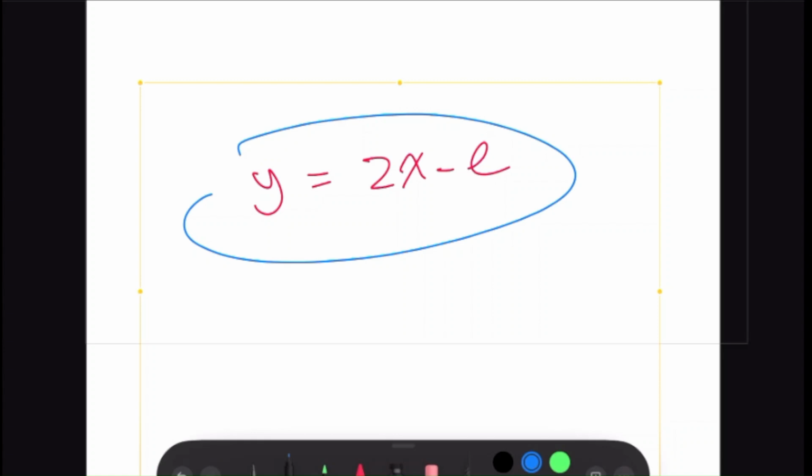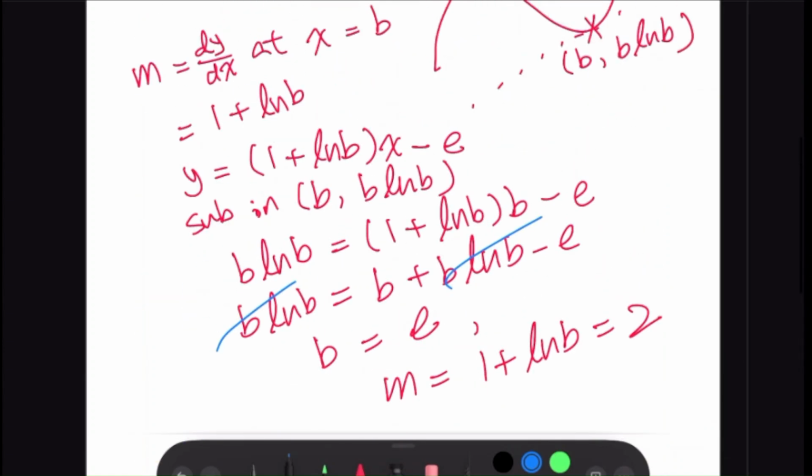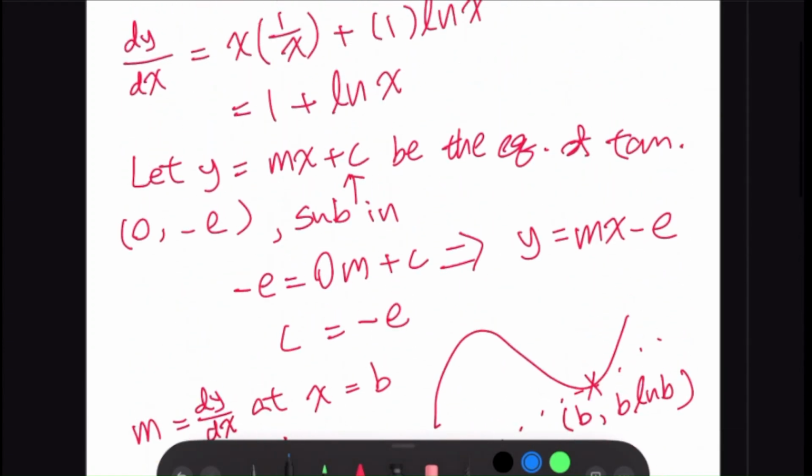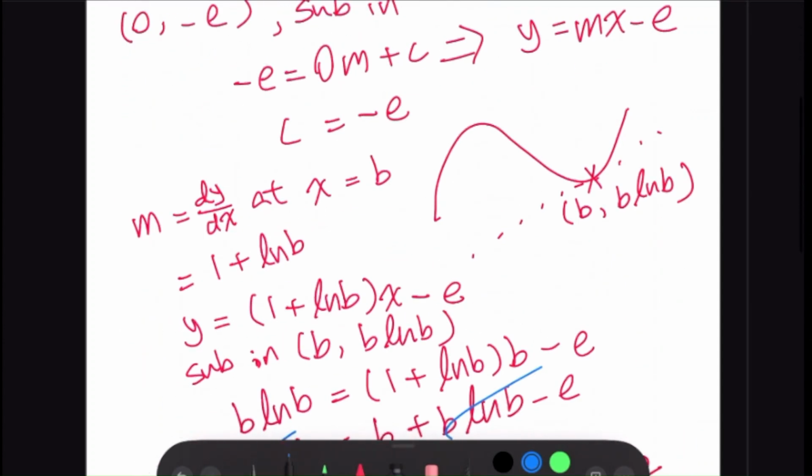And where did b and b ln b come from? You know how the function itself was x ln x? So if we knew that it touches the curve at that tangent point, then the x coordinate will be b, and then the y coordinate will be b ln b, which is how I'm approaching this.